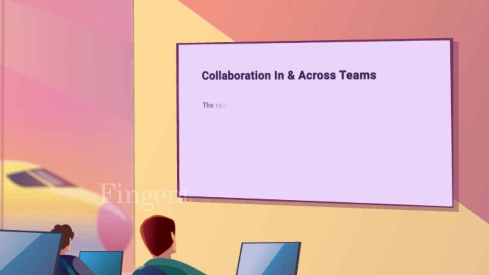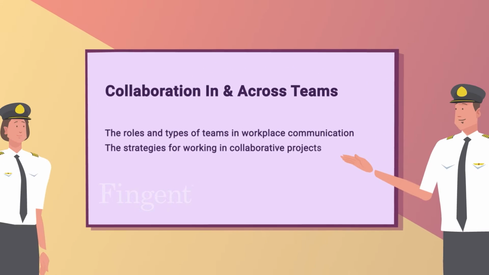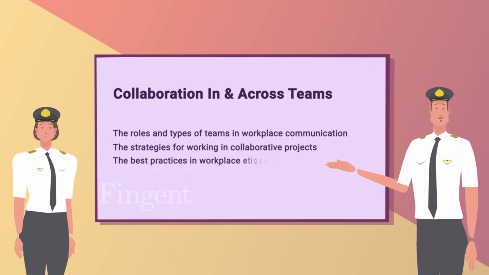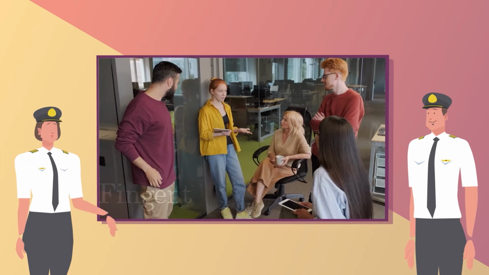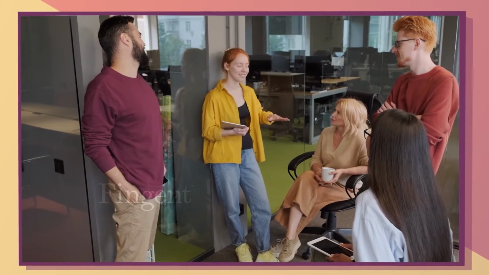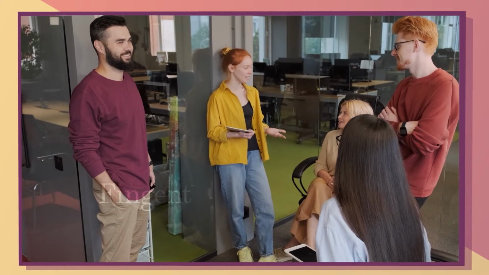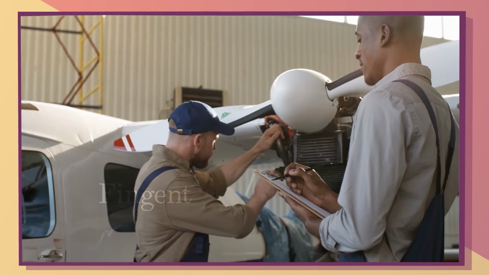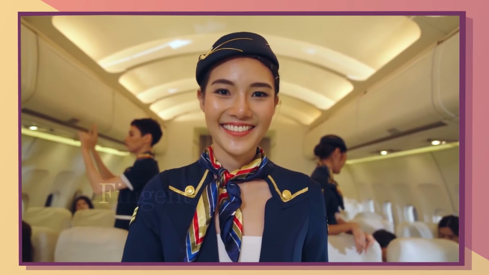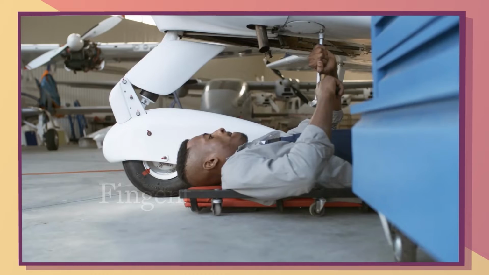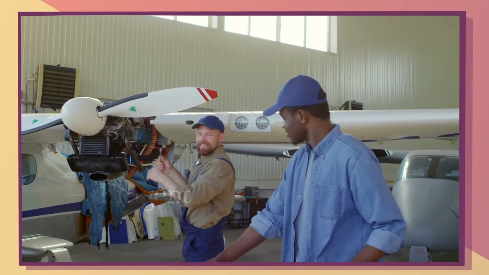We will also discuss the roles and types of teams in workplace communication, the strategies for working in collaborative projects, the best practices in workplace etiquette. Organizations have both groups and teams. A group is formed around a common interest or purpose with the goal of sharing information, but with no collective accountability. For example, social clubs or volunteer efforts. A team's focus is collective performance, with both individual and mutual accountability. For example, all people who work in flight operations constitute a group, but the people from each functional department who meet regularly to standardize respective procedures are a team.